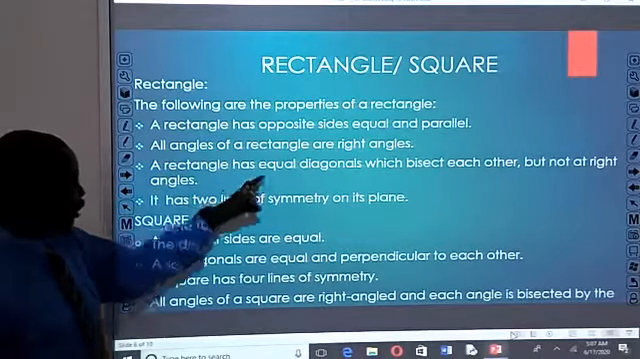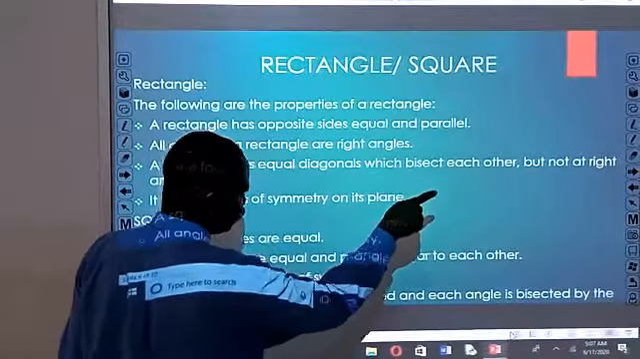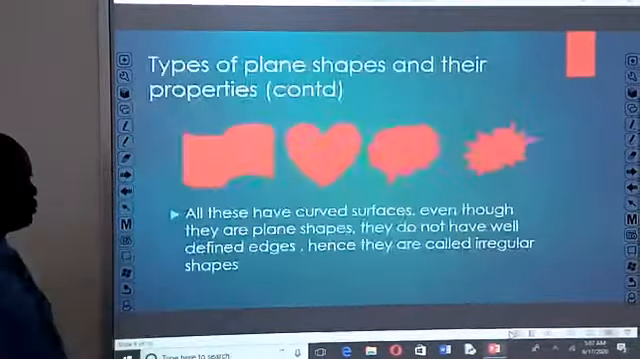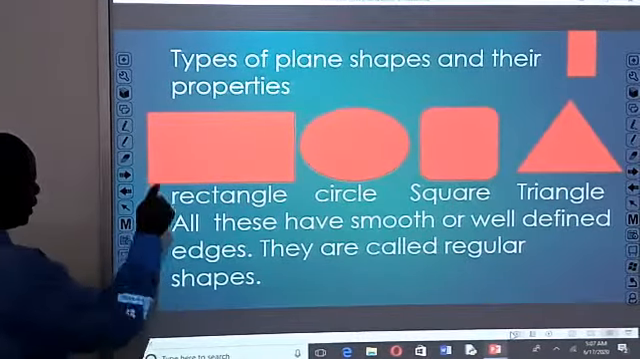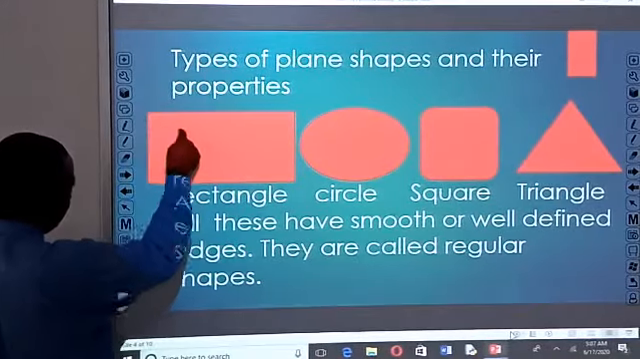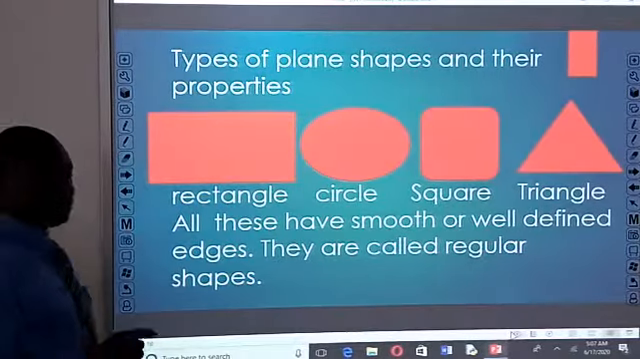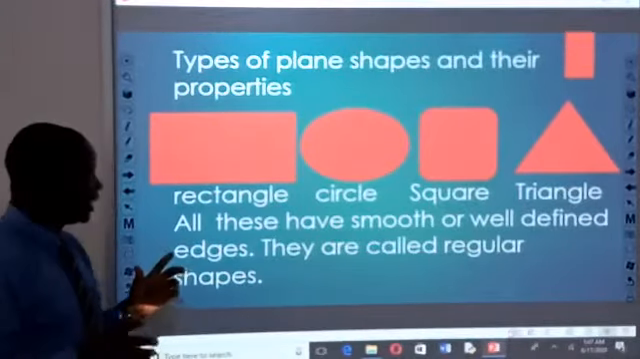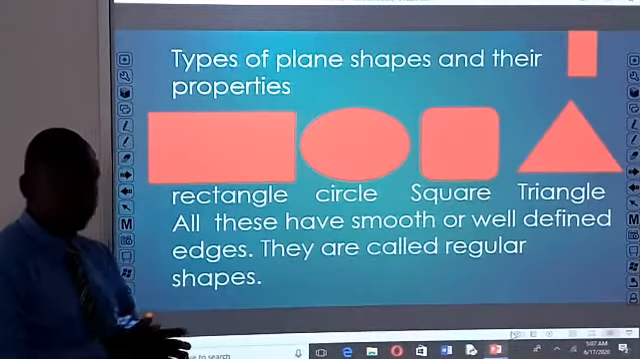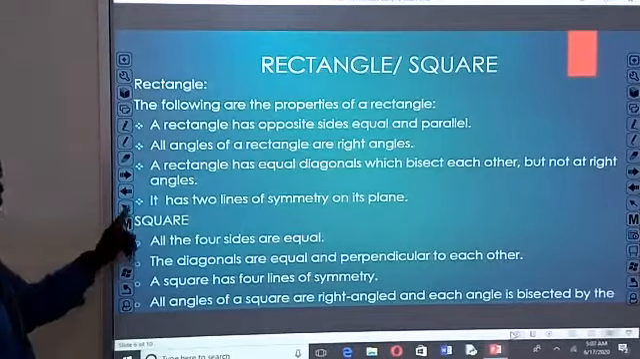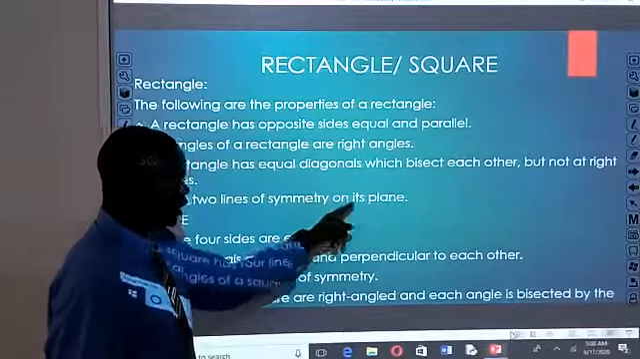A rectangle has equal diagonals which bisect each other but not at right angles. Can you go back? Okay. Now, if you want to take the diagonal of this, you take it this way, take it this other way. Now, please take note. Diagonal and line of symmetry, they are different. Is that clear, students? Okay. It has two lines of symmetry.